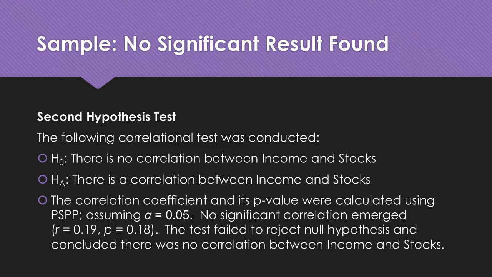0.18. In this case, because p-value is 0.18, this indicates we have a weak evidence from the sample, and that the null hypothesis cannot be rejected. Therefore, we will stick with the null hypothesis and say that there is not a correlation between income and stocks.